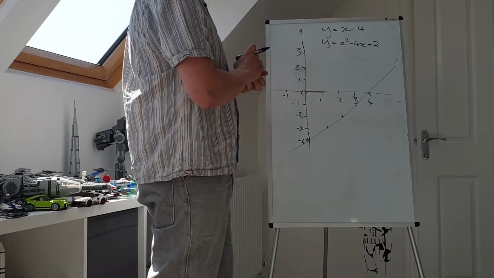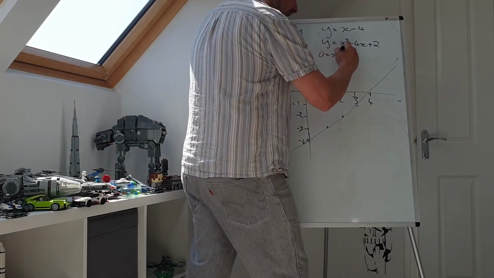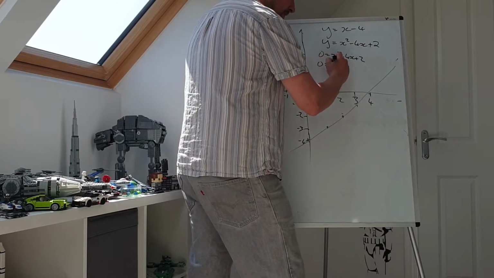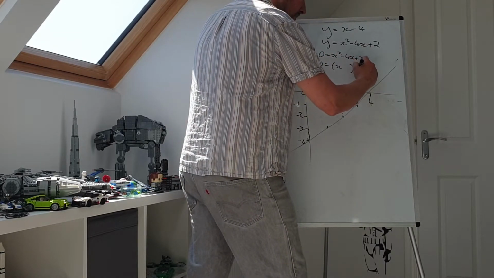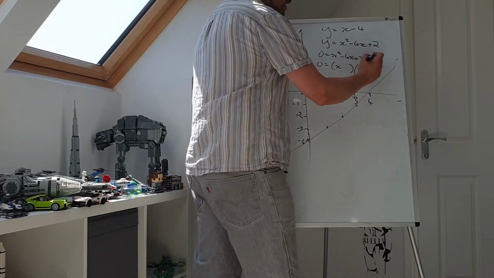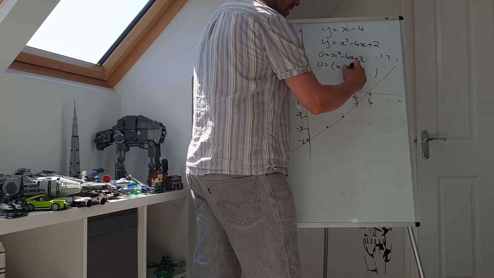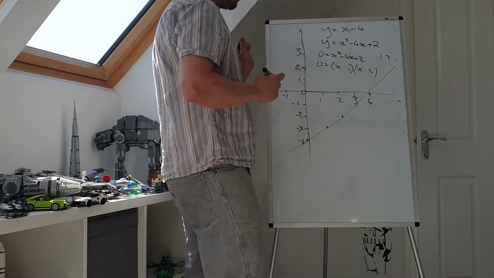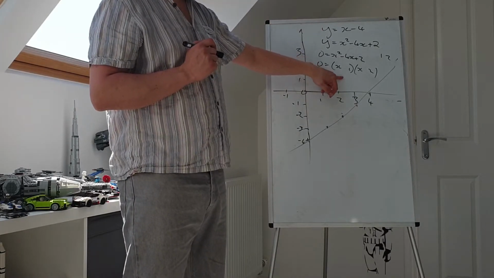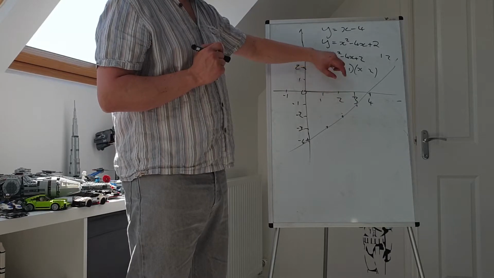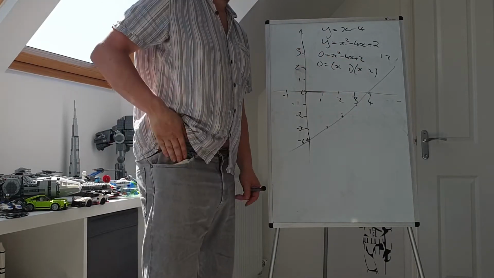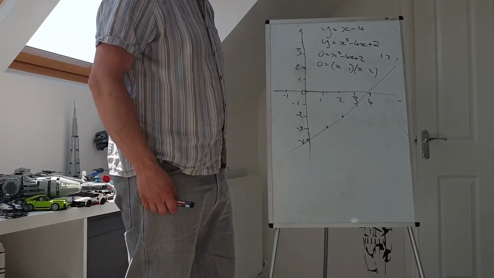Now if I set this equal to 0, 0 equals x squared minus 4x plus 2. I'll try and factorise that. I'm going to try and find numbers that multiply together to make 2, so that's only 1 and 2. If I put 1 and 2 there, I'm not going to be able to make minus 4x. Now if that's the case, sometimes it means that it doesn't go through the x-axis, sometimes it means it goes through between numbers. So instead we're going to find out what the minimum point is.